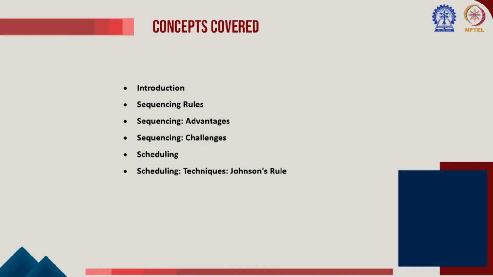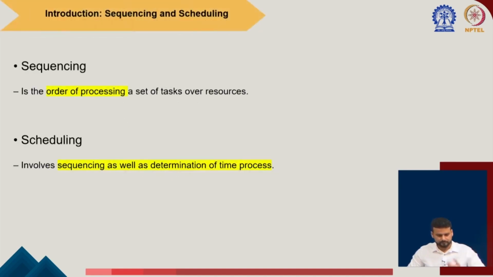So, first we will discuss the sequencing rules and we will see what are different advantages and challenges when we are implementing the sequencing algorithm, and then we will talk about the scheduling, how we can schedule multiple jobs on two machines by using Johnson rule, and then that Johnson rule can be extended for 3 machines as well. And after that, if more number of machines are there, then we have a special case of assignment problem, right, which we will be discussing in the further session.